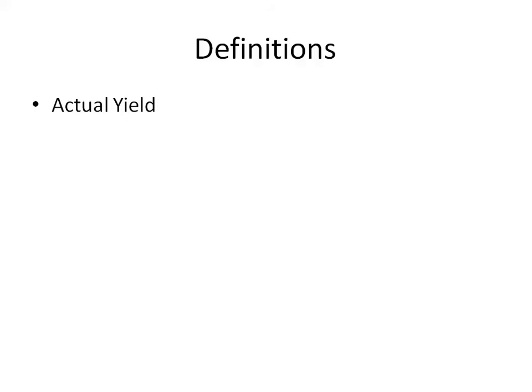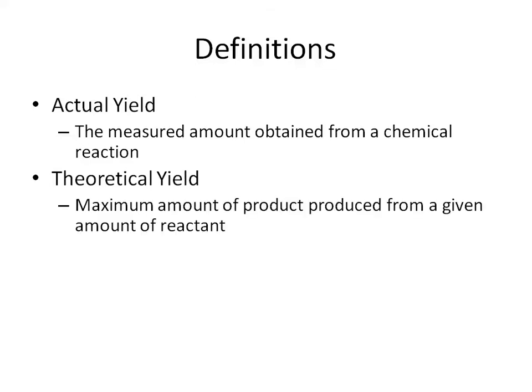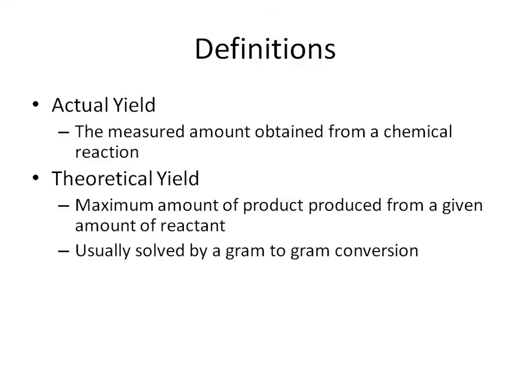The actual yield, when a scientist mixes together a bunch of chemicals, is the measured amount obtained from the chemical reaction. That's usually stated in the problem. The second type we're going to look at is theoretical yield. The theoretical yield of a problem is the maximum amount of product produced from a given amount of reactant. So if everything was consumed, if you had everything mixed together and produced products, that would give you the theoretical yield. This is usually solved by a gram to gram conversion, and we'll see this in the examples that I'm going to go over.